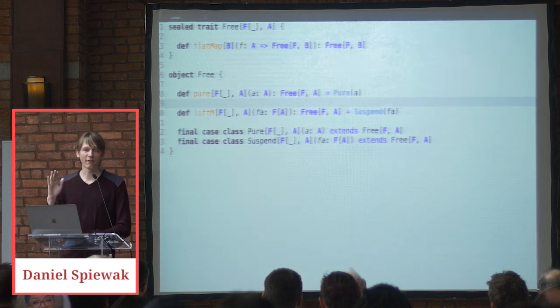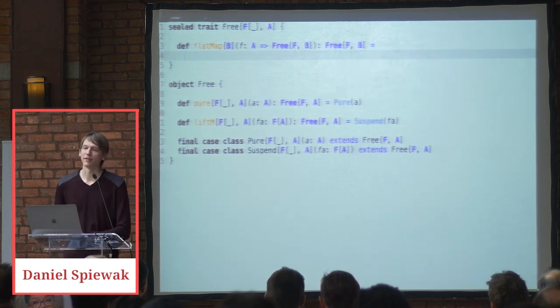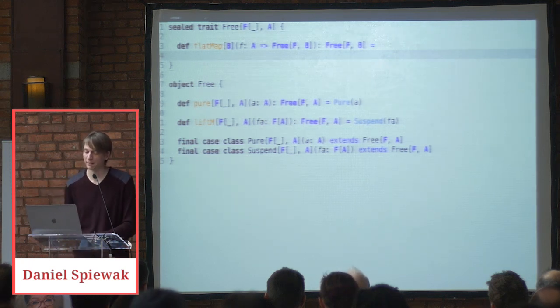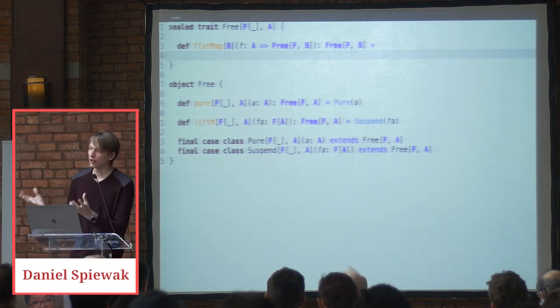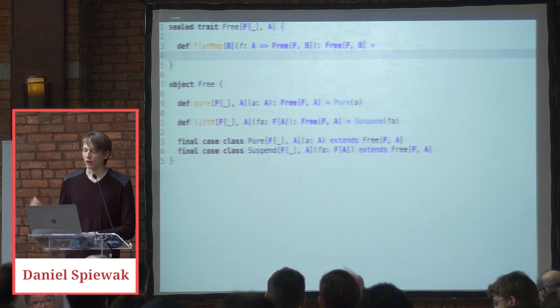Well, we've got one function left to write, and that's flatMap. So we have to define flatMap up here. How are we going to define this function? So far in our algebra, we have pure, which is just a single value, and suspend, which is a value in the type constructor F. How can we define bind?